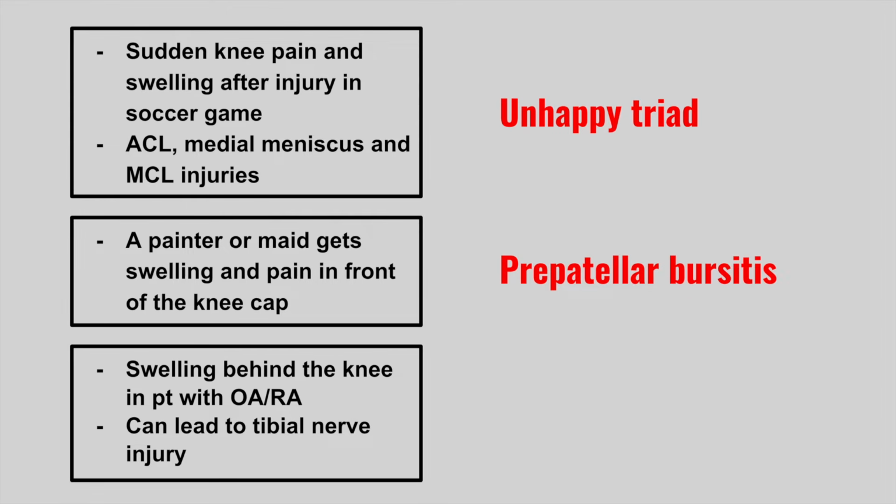Next, we have swelling behind the knee in a patient with osteoarthritis or rheumatoid arthritis, and it can lead to tibial nerve injury. So this is a popliteal or Baker cyst. And just to connect to the last condition that we saw with a tibial nerve injury, you have issues with inversion and plantar flexion.